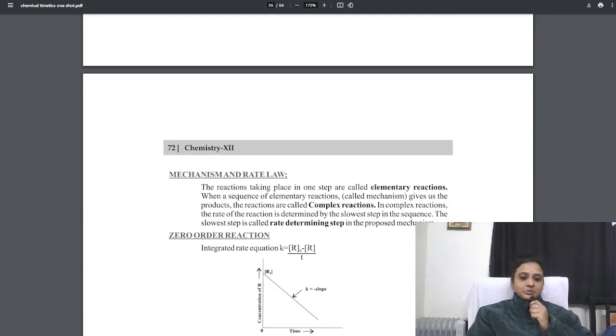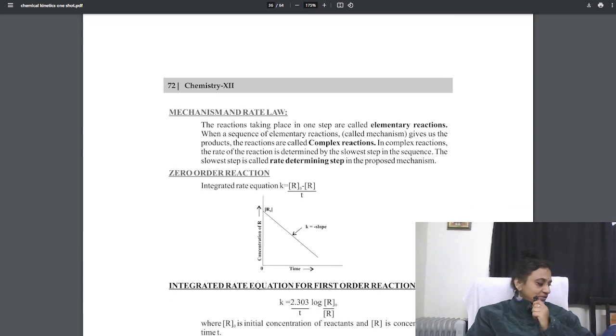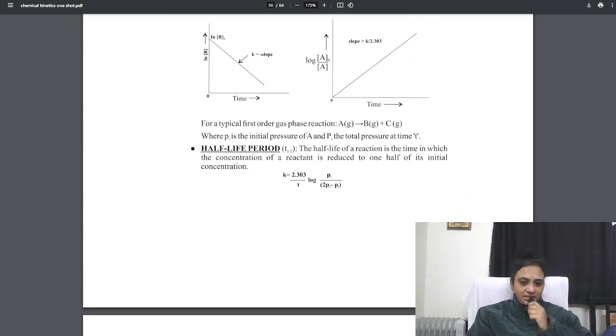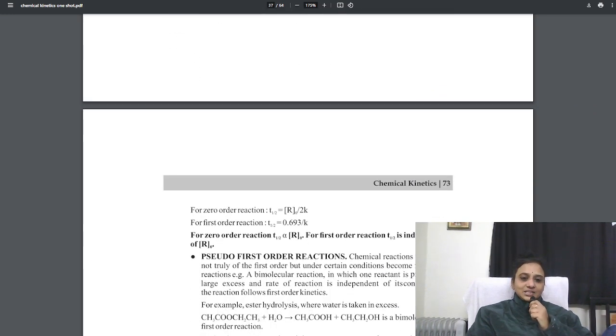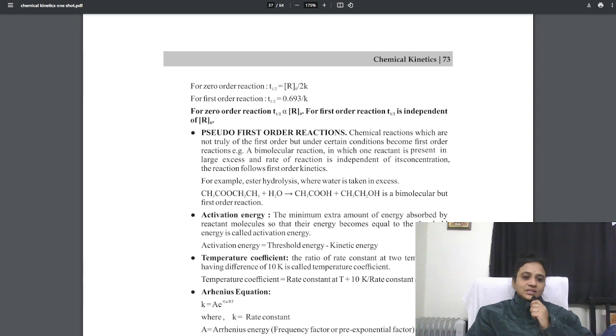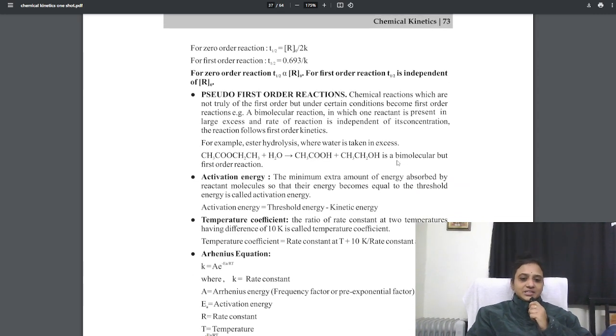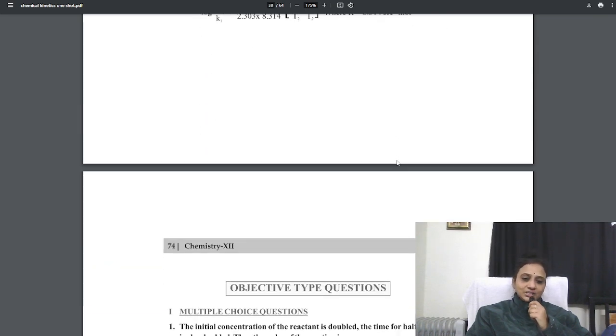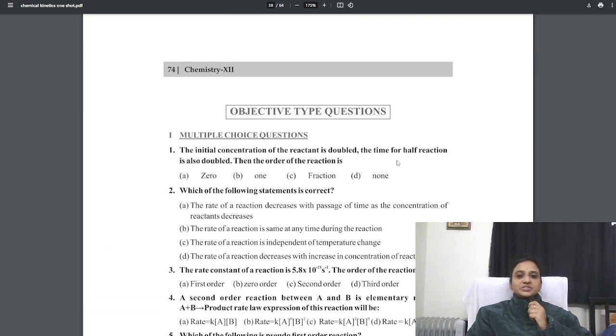Yes, mechanism of rate law, the graphical representation is here. Okay, integrated rate equation, everything. If you ask me, it is there here. So everything is put together, everything is combined together, everything is given here. Not only that, the units, now here again you have MCQ questions.